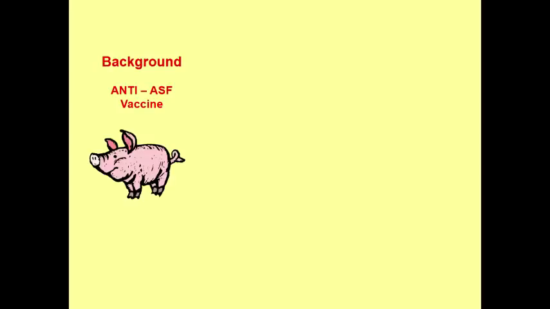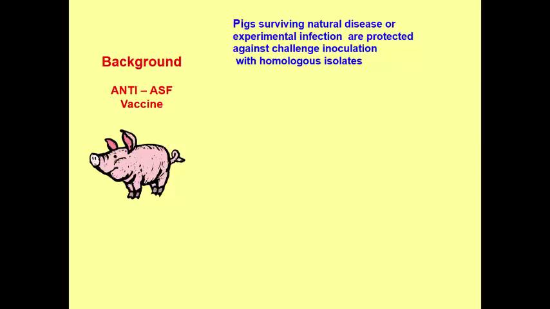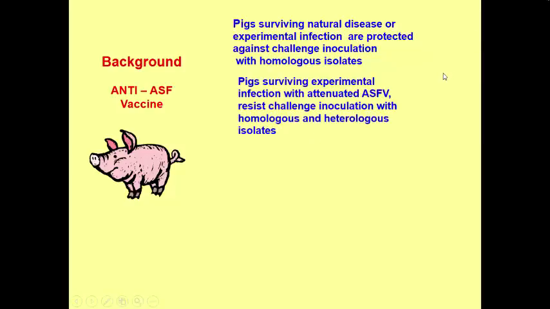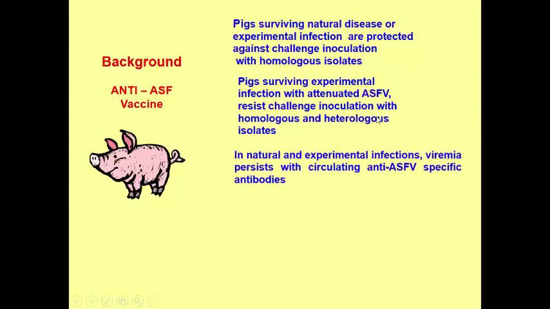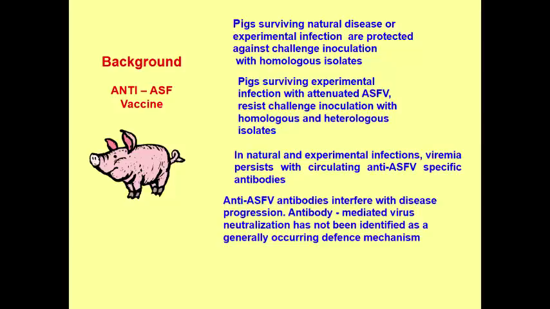Europe is really worried about this problem, and a vaccine is possible. Vaccine work is ongoing these days, and there are basic data that provide the background for vaccine development. The pigs that survive natural disease are protected against challenge inoculation with homologous isolates. Pigs surviving experimental infection with attenuated African swine fever resist challenge inoculation with homologous and heterologous isolates. That has been shown. In natural and experimental infections, viremia persists, and this is a problem, with circulating ASF-specific antibodies, which means that no neutralization occurs in normal conditions, although some neutralization has been shown in experimental conditions.